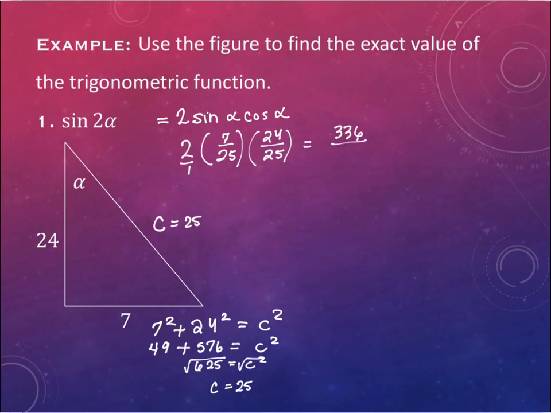336. And the denominator you probably know from work already on the screen. What is 25 times 25? 625. So this would be the sine of 2 alpha.